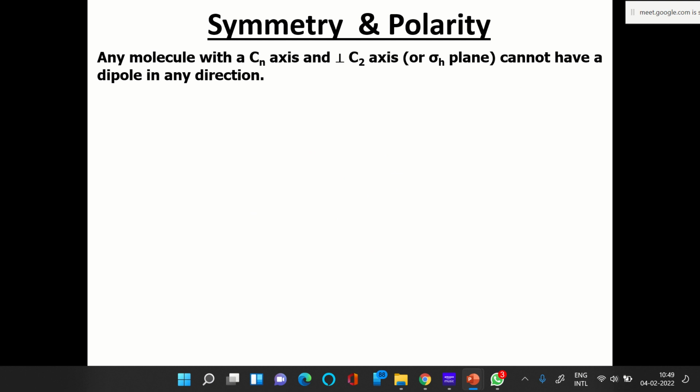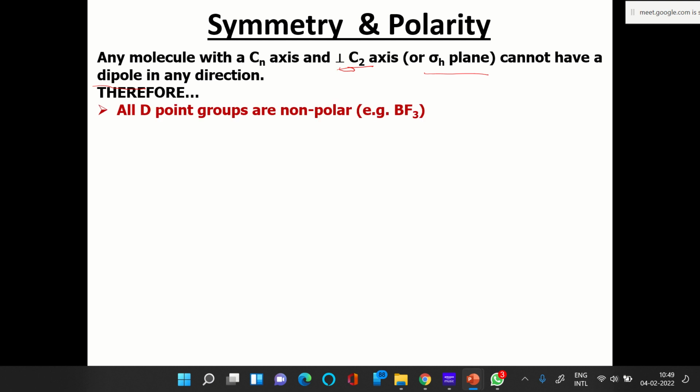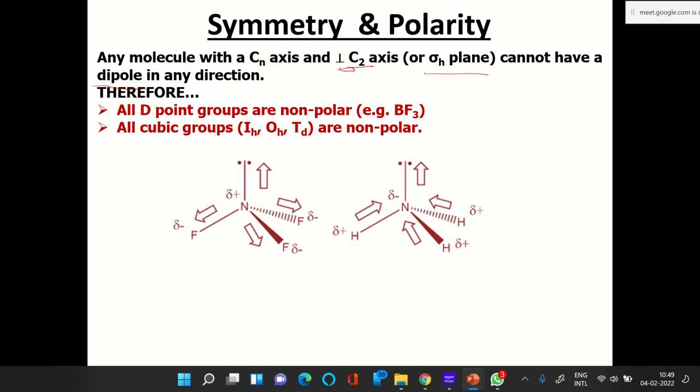So any molecule with a Cn axis and a perpendicular C2 axis or a sigma h plane cannot have a dipole moment in any direction. Very important conclusion. So all D point groups are non-polar, and all cubic point groups, icosahedral, octahedral, tetrahedral, are non-polar. Okay, and look at this.